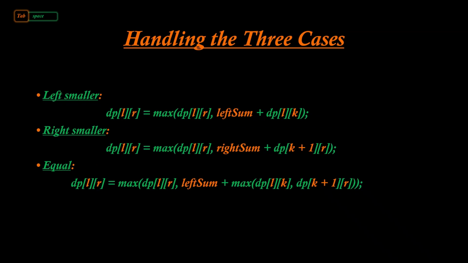Now we translate our mathematical recurrence directly into C++. First, if the left sum is smaller, we update the dp state using left sum plus dp[L][k]. Second, if the right sum is smaller, we use right sum plus dp[k+1][R]. Finally, if both sums are equal, Alice can choose the better surviving side. So we use left sum plus max of dp[L][k] and dp[k+1][R]. Every candidate is compared against the current value of dp[L][R]. The maximum candidate becomes the final answer for that interval.